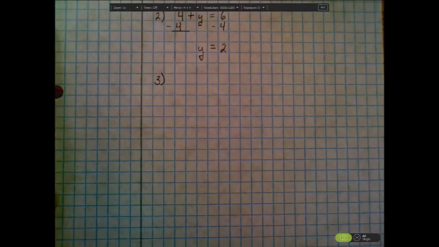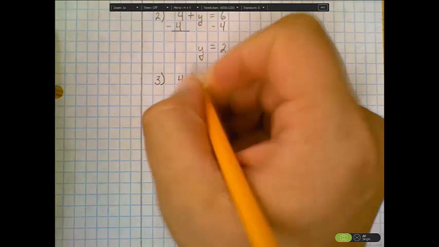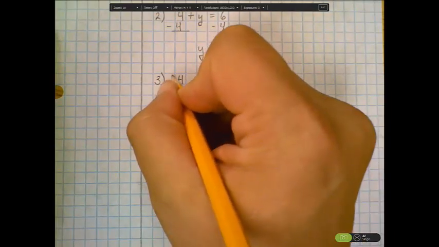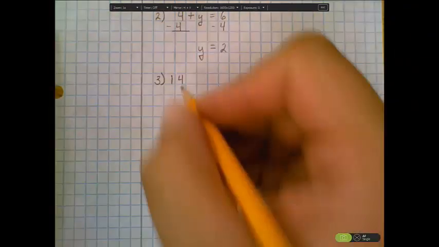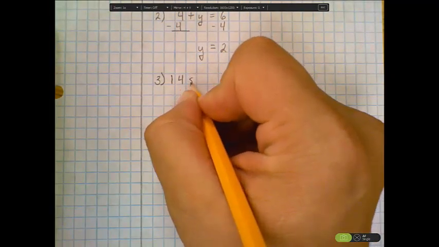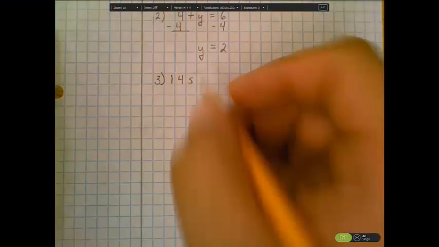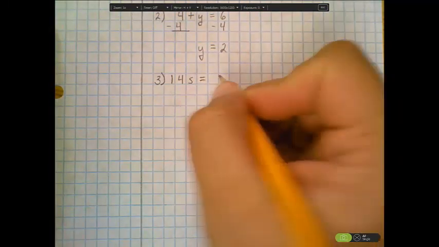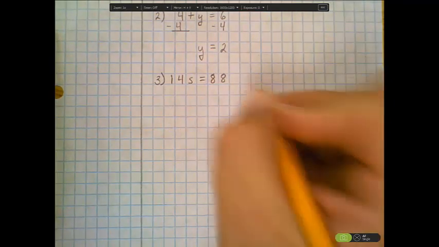Alright, so we know that we have 14 bags, and that we're going to put some number of stickers. So I'm going to use the variable s to represent the number of stickers. So we know that if we take 14 times s, that's going to equal the total number of stickers, and we know that that is 88. That's in the problem.